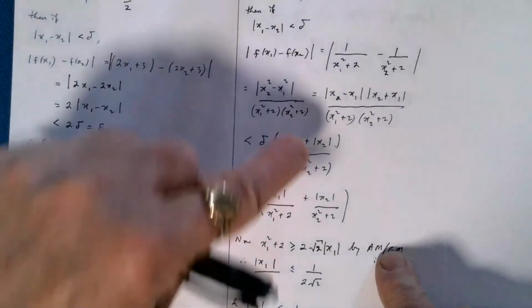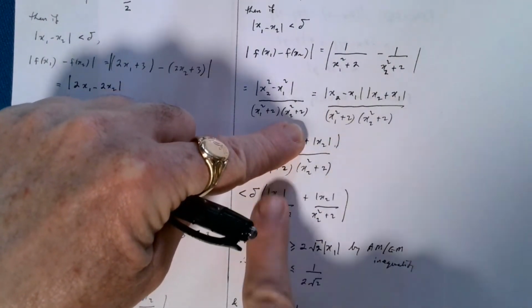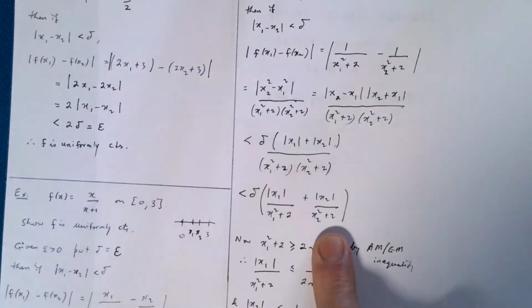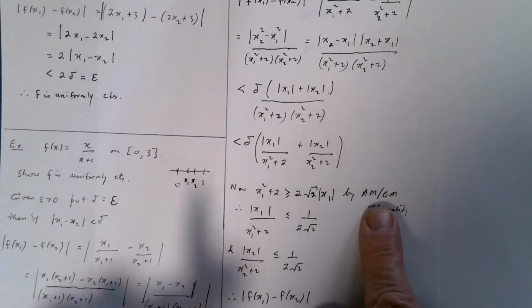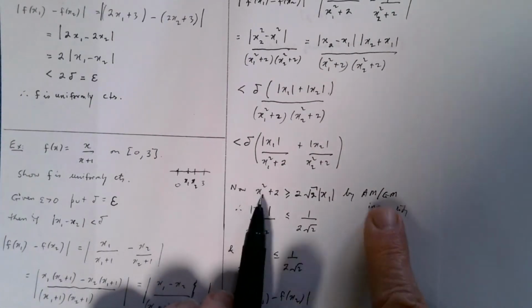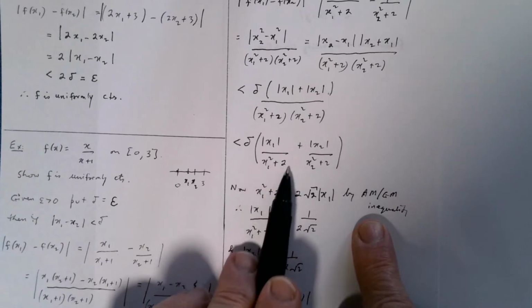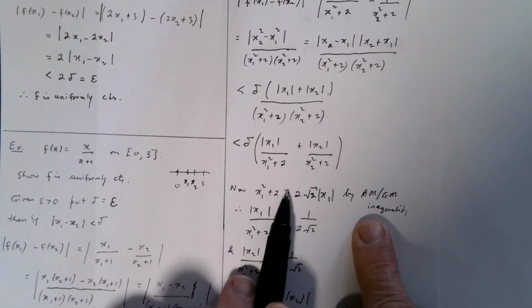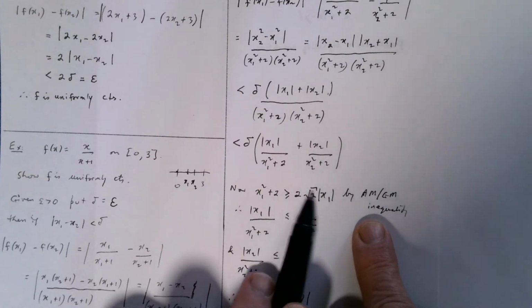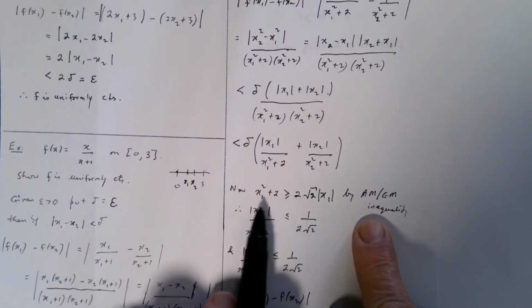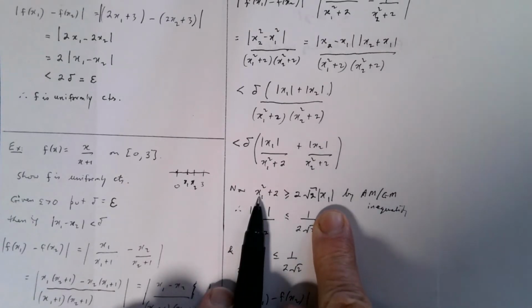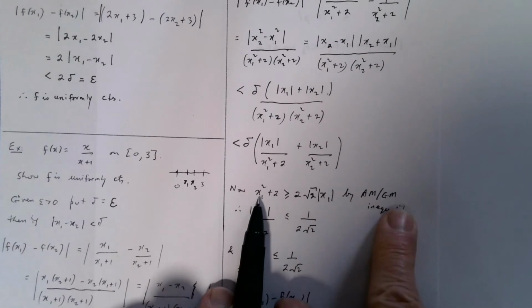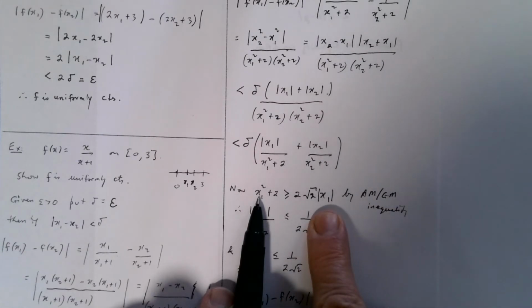And then I do exactly the same on this one. I keep this one, I toss this away and write it as absolute value of x2 on x2 squared plus 2. Now, the reason I do that is I'm now going to use the AM-GM inequality that we haven't used for a while. I'm going to say that this first term here is bigger or equal to twice the square root of the product. So that's 2 times the square root of 2 times the square root of x squared, which is absolute value of x. So just notice I've used the AM-GM inequality there.